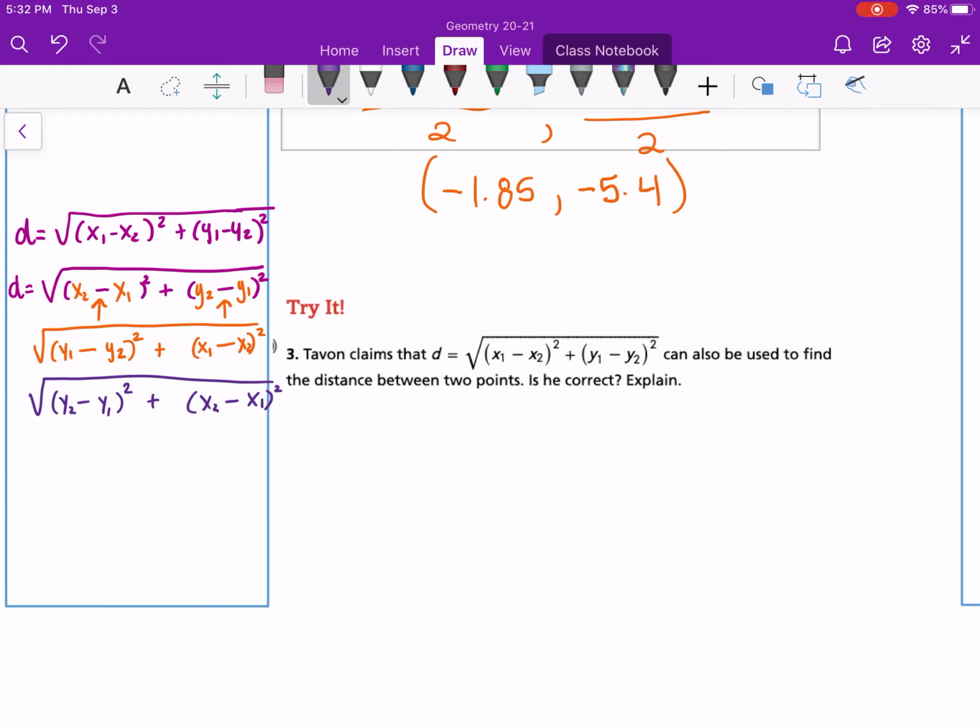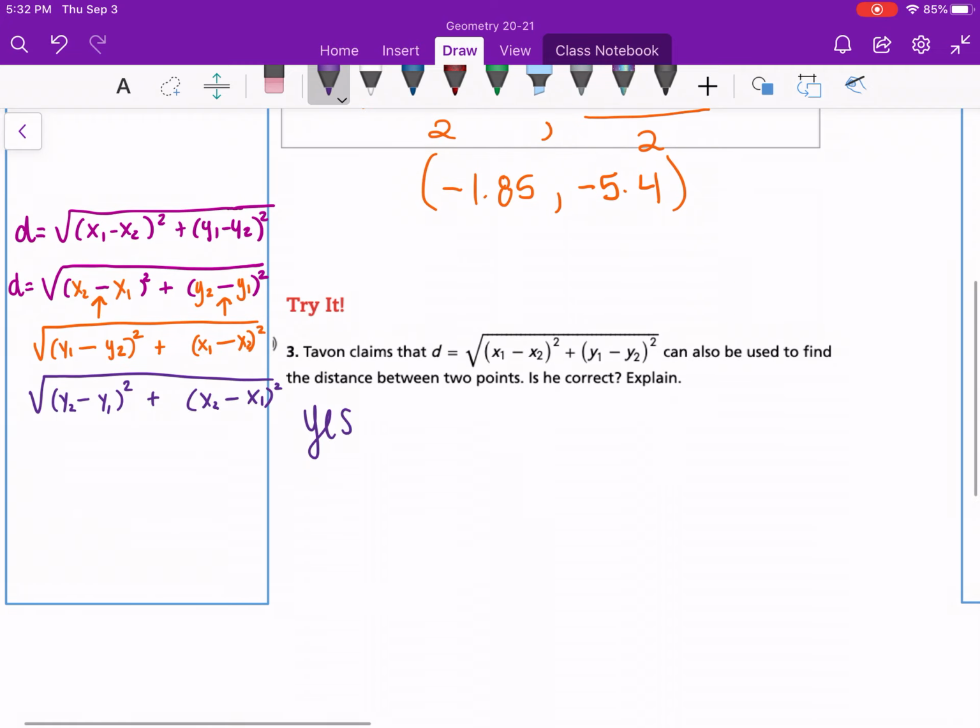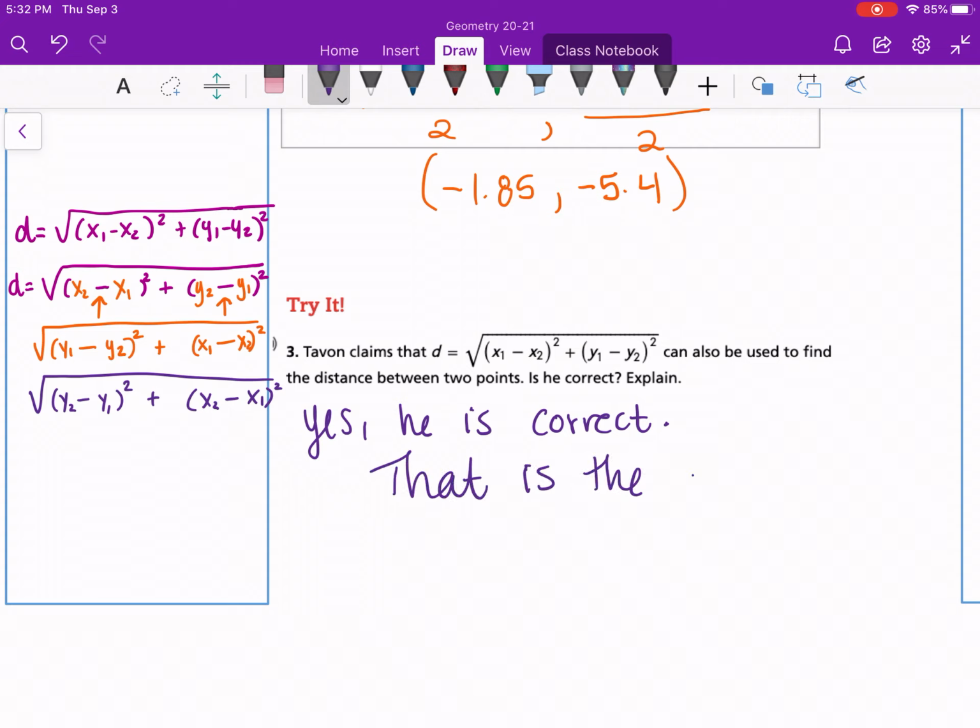Tavon claims that the distance formula, the square root of x1 minus x2 squared plus y2 minus y1 squared, can also be used to find the distance between 2 points. Is he correct? Absolutely. This is kind of a silly one. That's kind of obvious. Yes, the distance formula can be used to find the distance between 2 points. That is true. So yes, he is correct. That is the distance formula.